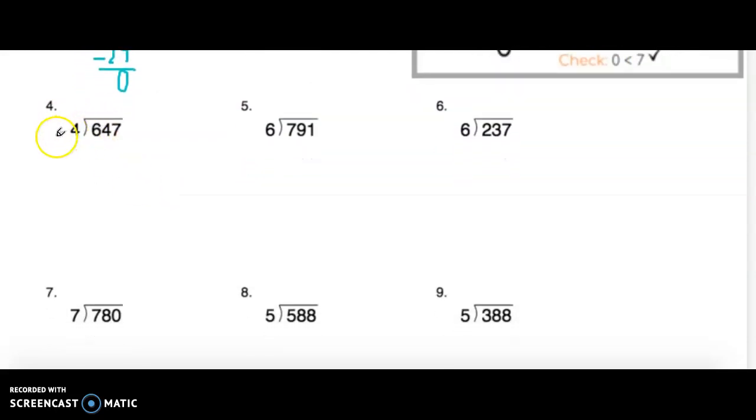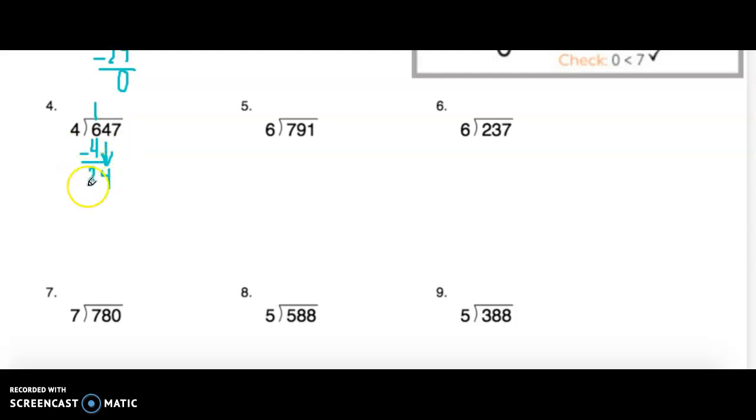All right, let's look at this one. So 647 divided by 4. So now we're starting with our hundreds. Before we started with our tens because we are only doing 2 digits. Now we're starting with our hundreds because you always want to start the furthest left. So we're doing 6 divided by 4, which is 1. Multiply. 1 times 4 is 4. Subtract. We'll be left with 2. Check. Good to go. And bring down.